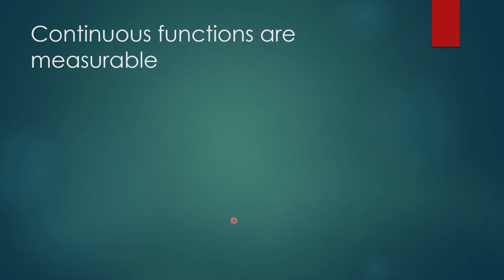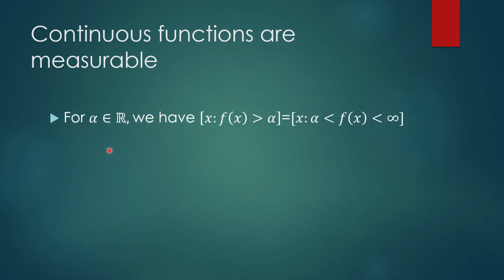All right. So for alpha in R, we have the set of x such that f(x) is greater than alpha is exactly equal to the set of x such that f(x) is in between alpha and infinity. This is an open interval, and an open interval is a measurable set. So this is the set of x such that f(x) belongs to the open interval (alpha, infinity), and that is the inverse image of (alpha, infinity).